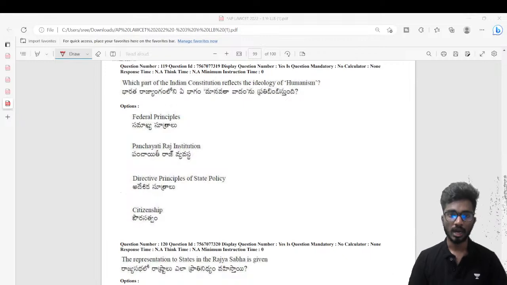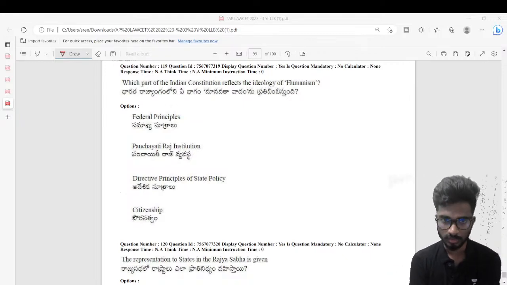Which part of the Indian Constitution reflects the ideology of humanism?